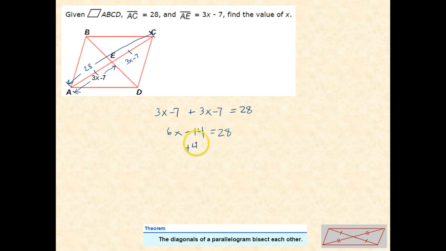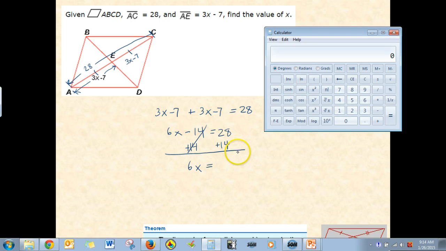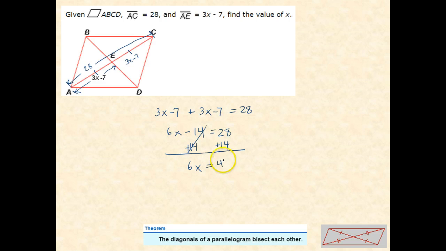I need to add 14 to both sides of the equal sign. And I get 6x equals, embarrass myself by using the calculator, 28 plus 14 is 42. Then divide both sides by 6, and we get x equals 7.